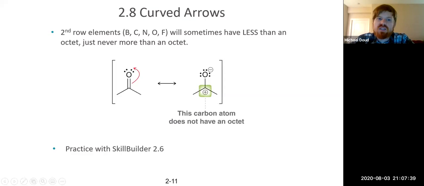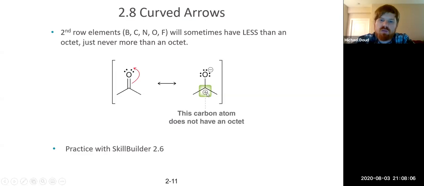Keep in mind, sometimes these second row elements, especially boron and carbon, will have less than an octet, but they won't have more than an octet. So this is something that we'll see as like a carbocation here. This is one possible pattern that we're gonna see. If you have a carbon double bonded to a more electronegative atom, there's a resonance structure that exists where the pi bond is assigned entirely to the more electronegative atom. Again, one of the patterns that we'll see by the end of the chapter.